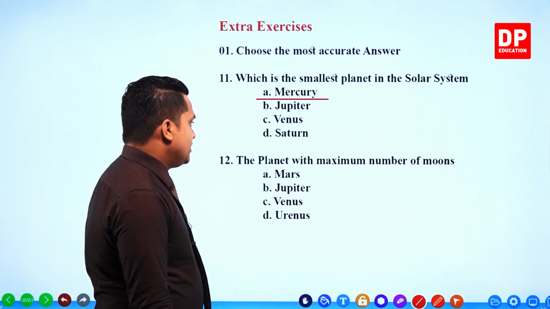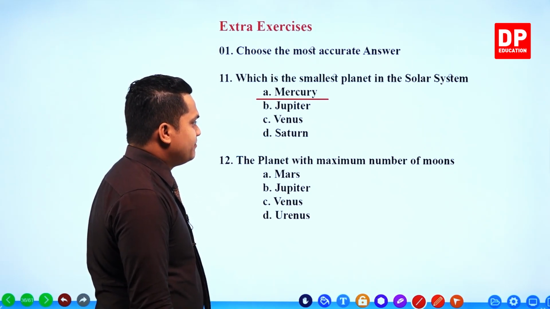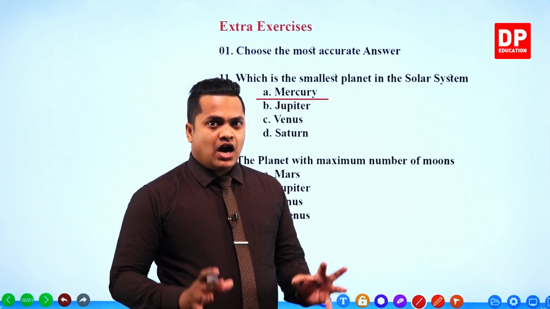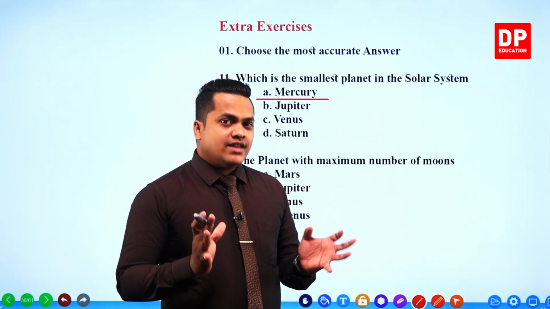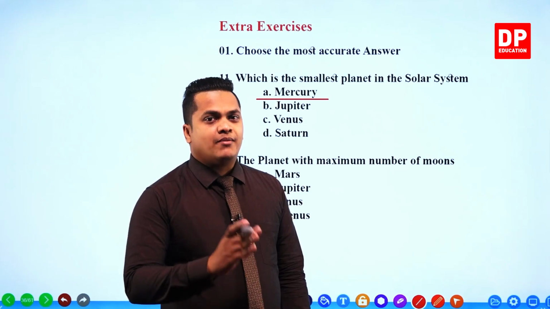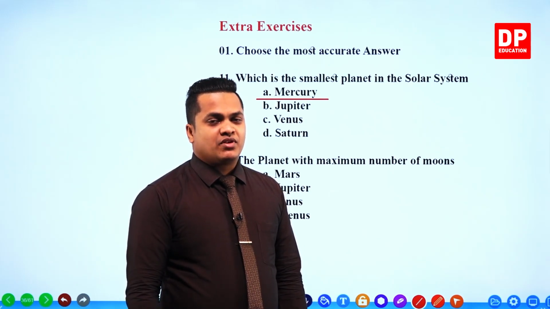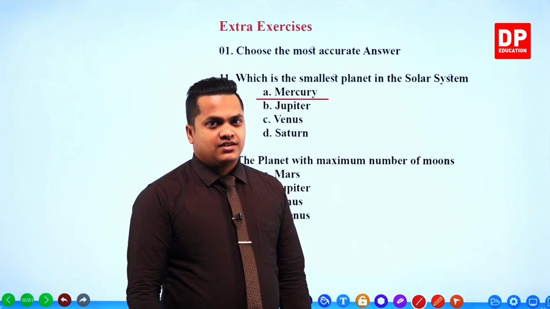Next one, the planet with the maximum number of moons. This is very simple to remember. The one which has the highest mass, or the largest planet, is the planet which has the highest number of moons, right? The highest number of moons can be observed for the planet that has the largest size.